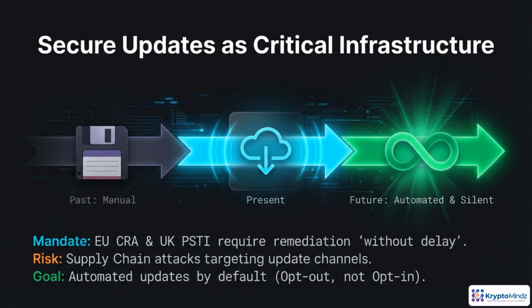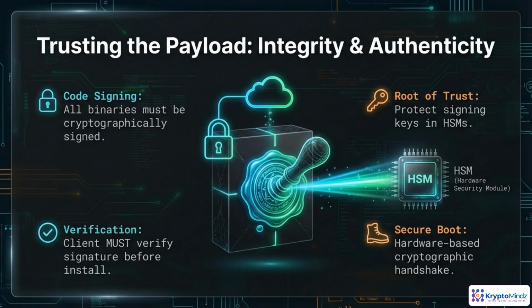Treat your update mechanism as critical infrastructure, not a convenience feature. The EU CRA and the UK's PSTI expect you to remediate vulnerabilities without delay, which only works if you can push updates quickly, safely, and at scale. At the same time, attackers are targeting update channels themselves. Your North Star is secure, automated, largely silent updates, enabled by strong signing, rollback protection, and monitoring, with users opting out rather than opting in.